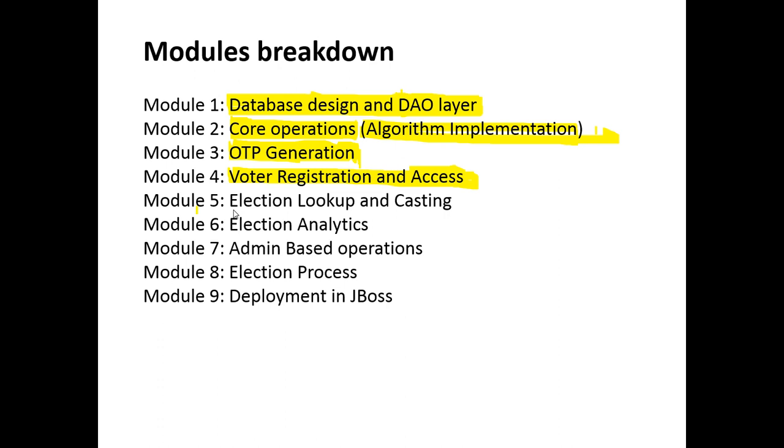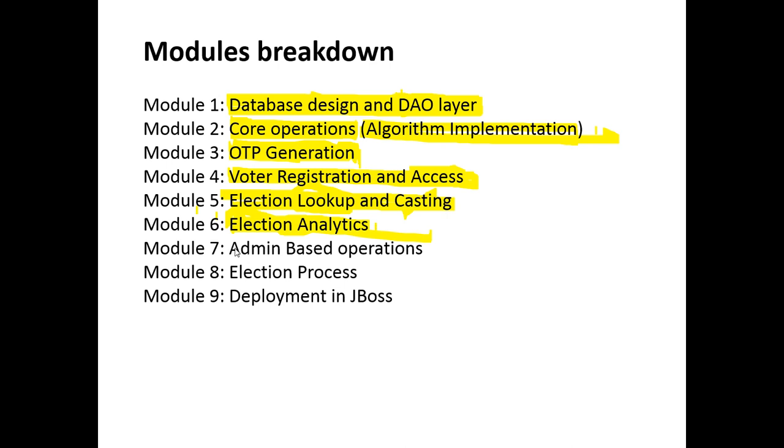In module 4 we are going to implement voter registration and access, that is the login and logout. In module 5 we are going to implement election lookup and casting, where the voter will be able to look up how many elections are scheduled, and if he belongs to the proper assembly, he can cast his vote in that election. In module 6, we are going to implement the analytics part, calculating the result of the election: who is the winner, who is the runner, who is in third place, all those things.